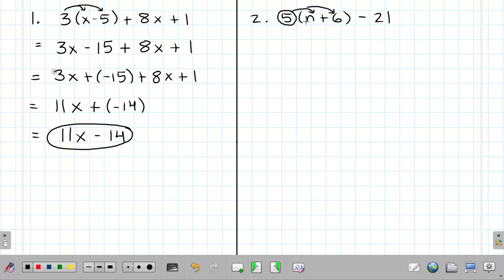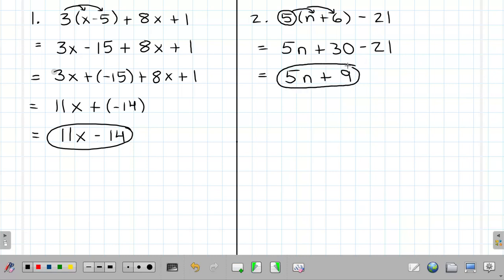Once again, we distribute first. So that tells us we've got 5 times n is 5n plus 5 times 6, which is 30. And now we can combine like terms. Well, there's no other variable terms for the n, so the 5n is going to stay. And then we're adding 30, then taking away 21. So 30 minus 21 gives us a positive 9. So our answer here is 5n plus 9.